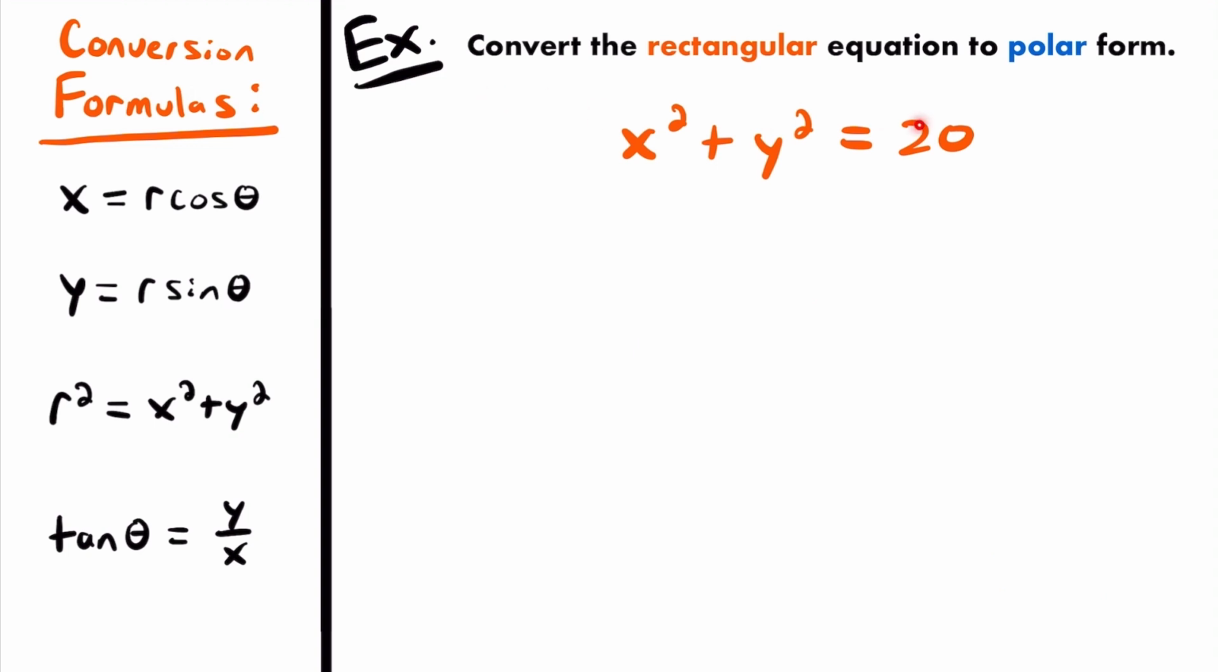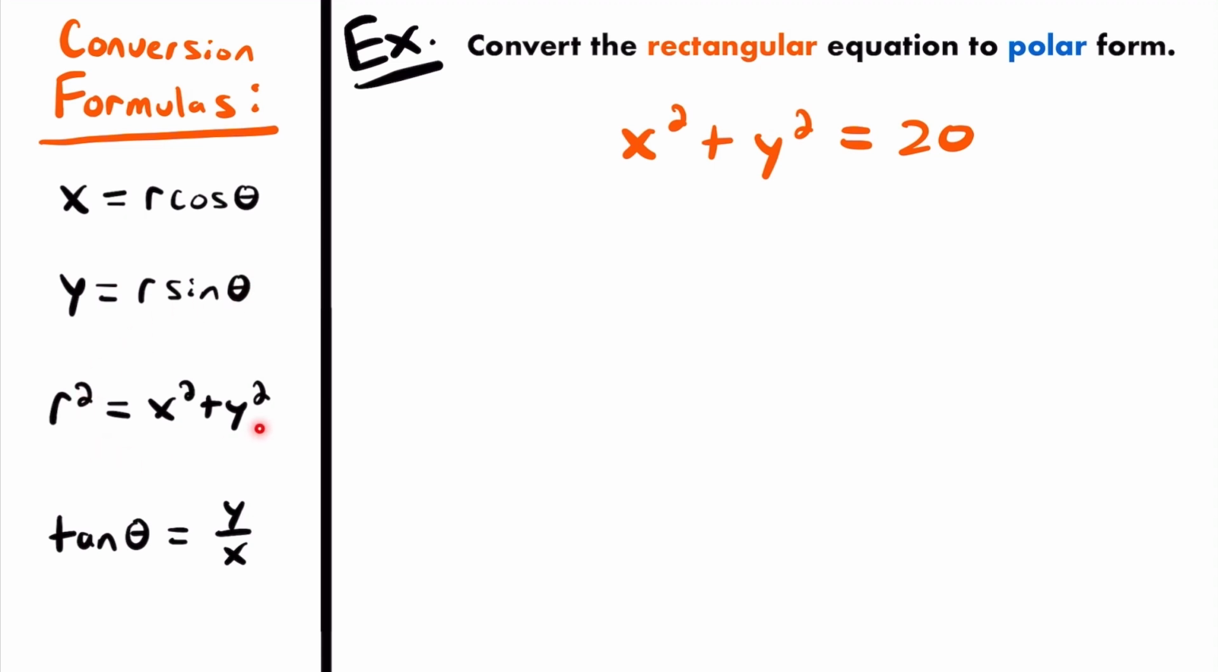Next up, we want to convert this rectangular equation to polar form. We have x squared plus y squared is equal to 20. Now, if you want to convert this to polar form, you might be tempted to right away replace x with r times cosine theta and y with r times sine theta, but there actually is a simpler way to do it. Replacing x and y with those two expressions would work. You would get the correct polar equation, although it would require some extra work.